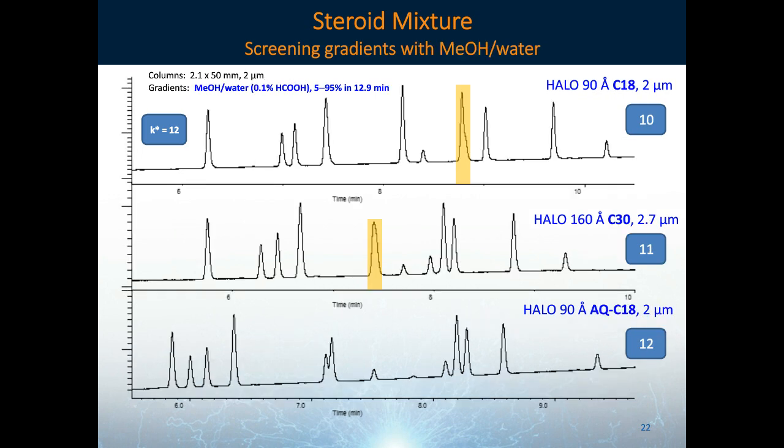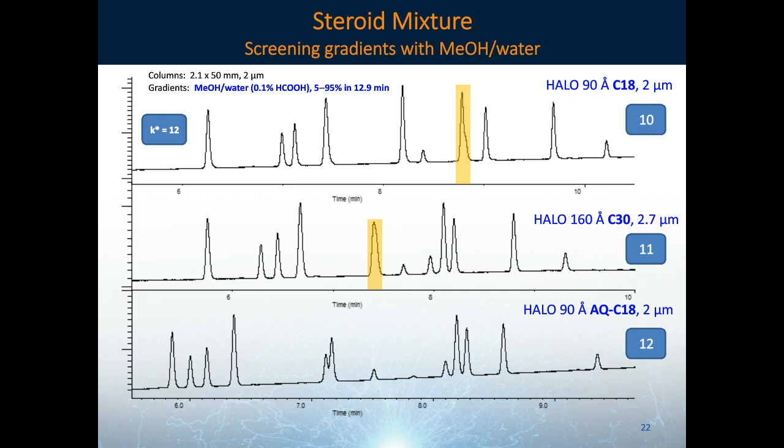Now here's the steroid mixture with screening gradients using methanol and water. And in this case, again, the gold highlighted peaks are where we have coelutions, and the numbers in boxes on the right-hand side are the number of peaks that we've identified. So in terms of, again, comparing the C18 on the top to the Halo C30 in the middle, you can see the selectivity is very similar, except for there are different spots of coelutions.